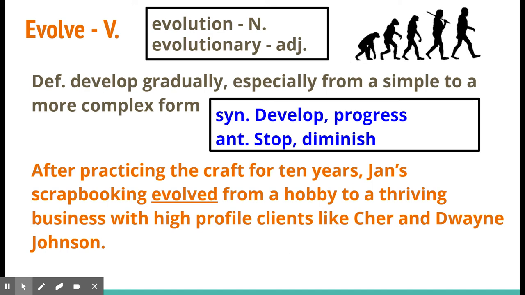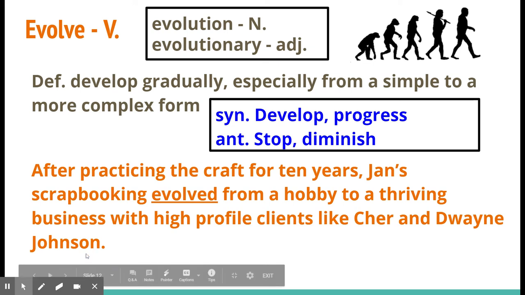The noun form is evolution. Adjective: evolutionary. Synonyms: develop or progress. Antonyms: stop or diminish. After practicing the craft for 10 years, Jan's scrapbooking evolved from a hobby to a thriving business with high-profile clients like Cher and Dwayne Johnson. Evolve.